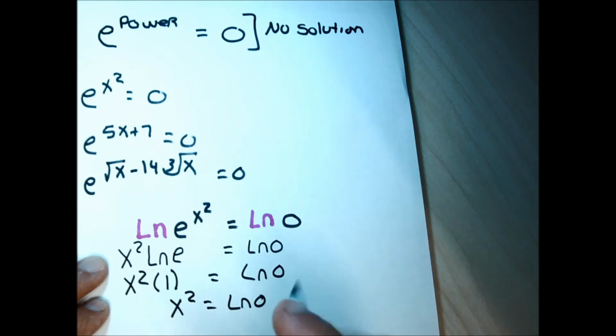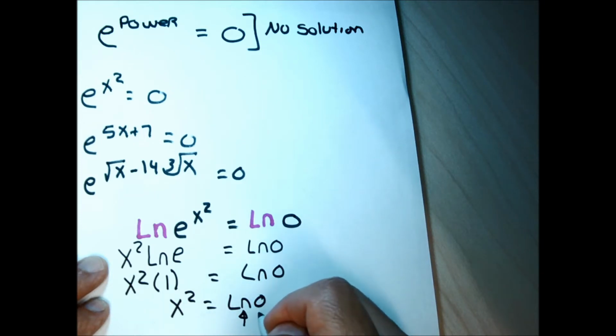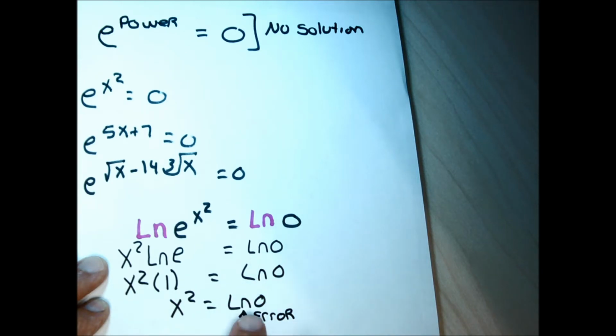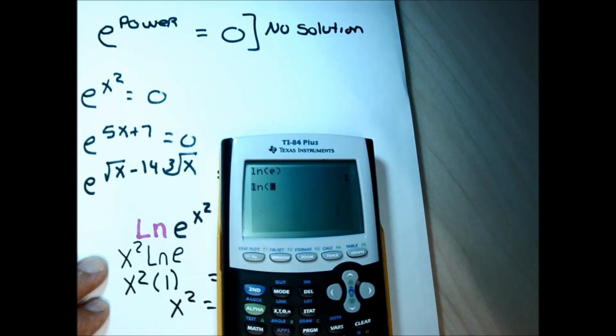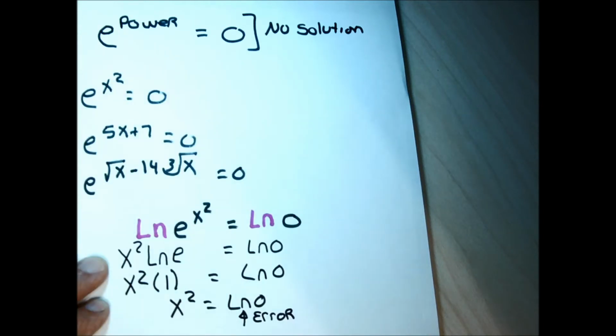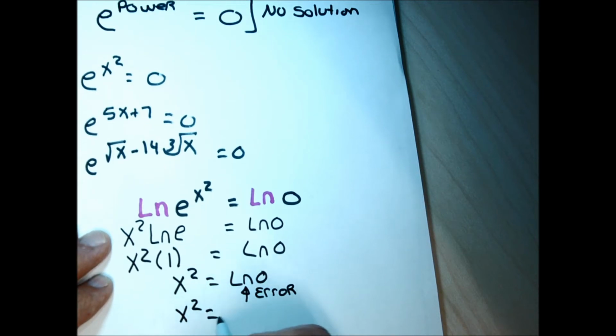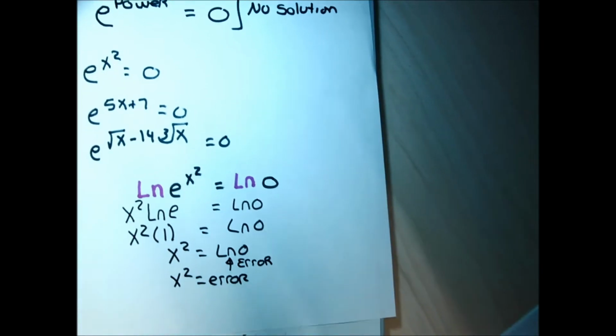But this side right here doesn't exist. Natural logs are only defined for numbers that are bigger than 0. Eventually I'd have to use my calculator for this, and my calculator is going to tell me that 0 is not in the domain of a natural log function. It gives you a domain error. And so what I'm getting when I solve this is x squared equals some error, and even if I square rooted that, I wouldn't get a value for x.